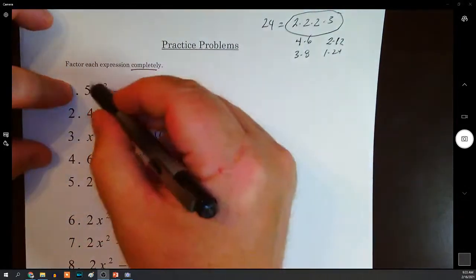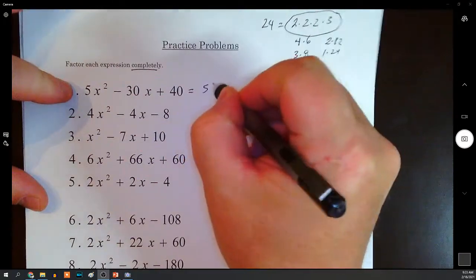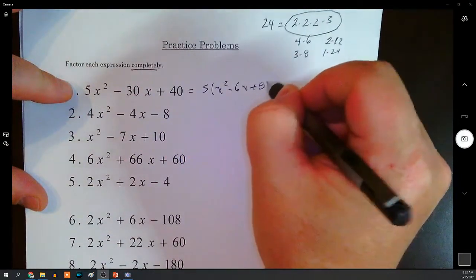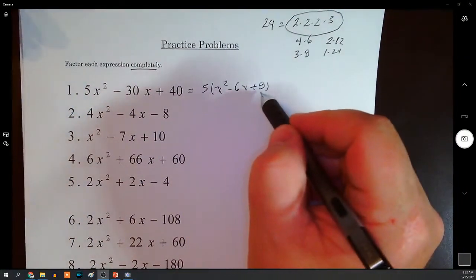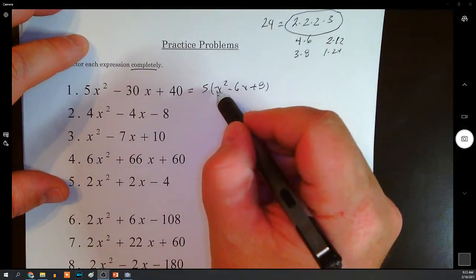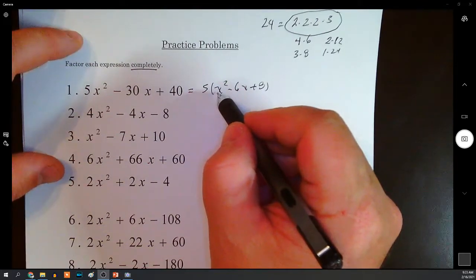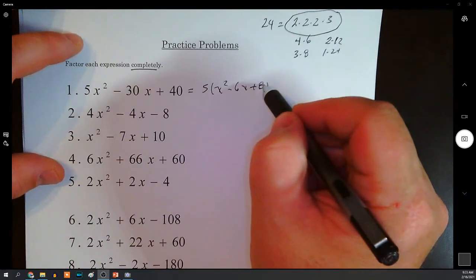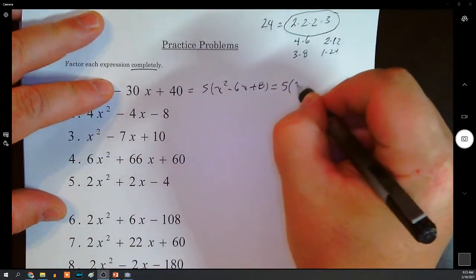So our first step is we want to see if there is a common factor between all of the terms. Yeah, there is. X squared minus 6x plus 8. And then we have to see if this can be factored some more. Maybe it can't, maybe it can. We need to check. So now the leading coefficient for this trinomial that's separated by parentheses is a 1. Constant is an 8. So is there anything that multiplies to positive 8 and adds to negative 6? Well, yes, that would be negative 4, negative 2.